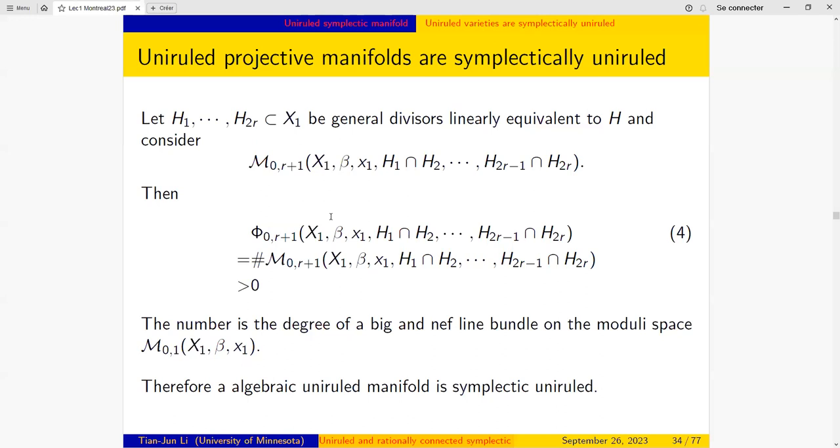So why is it positive? Because the number is a degree of some big line bundle on the moduli space. So particularly, just choosing this H, this is actually a nice geometric proof of why you have a non-zero invariant, for algebraic.